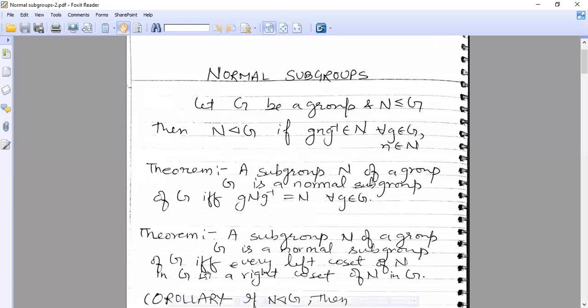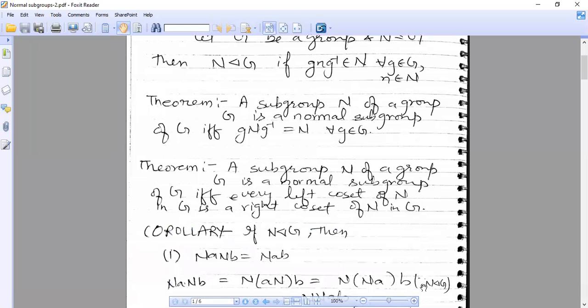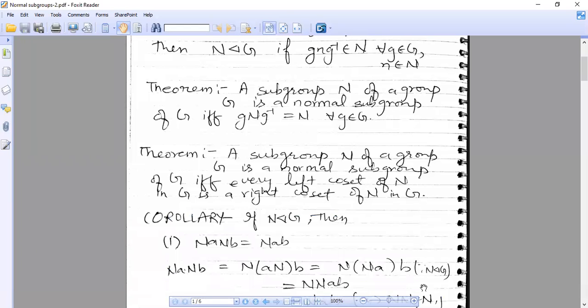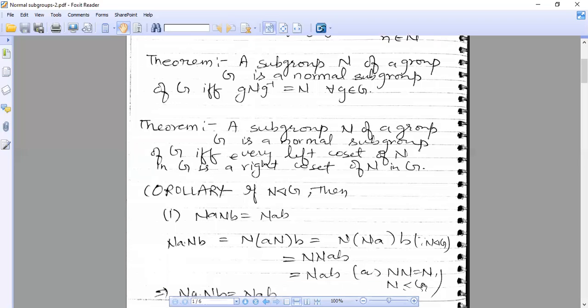Now this is the second result. It says that a subgroup N of a group G is a normal subgroup of G if and only if every left coset of N in G is a right coset of N in G. So every left coset is some right coset of N in G. If this condition is satisfied, then that subgroup is a normal subgroup. And if you have a normal subgroup, then every left coset of N in G is a right coset of N in G. So this is also a necessary and sufficient condition for a subgroup N to be a normal subgroup.